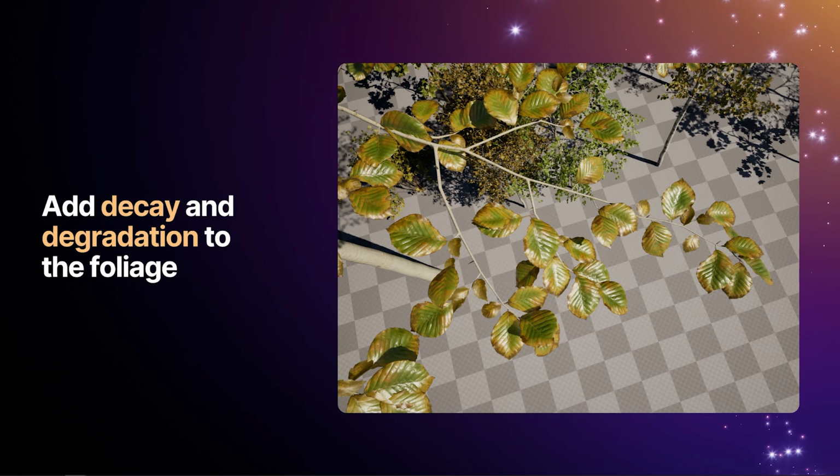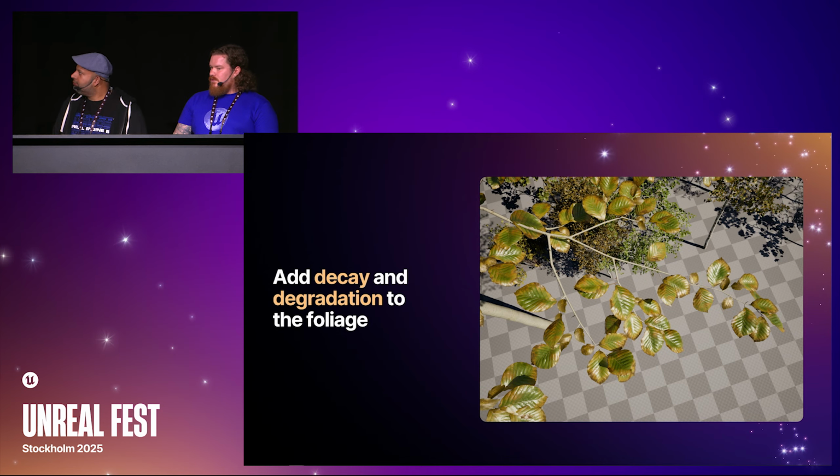And as with all of our other assets, it also supports a health system. So you can degrade the foliage by tuning the health parameter in the actor. It works with figuring out gradients of your base color and adding in these more brownish, reddish colors to represent decay.